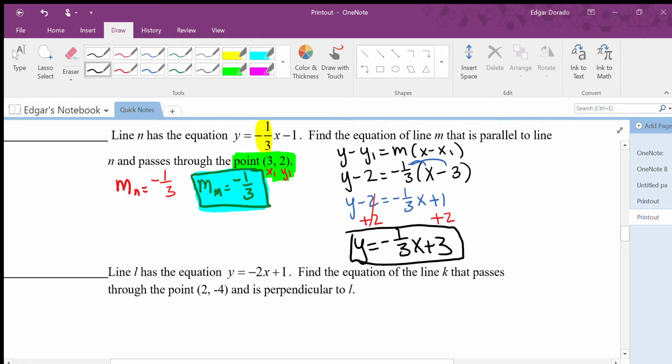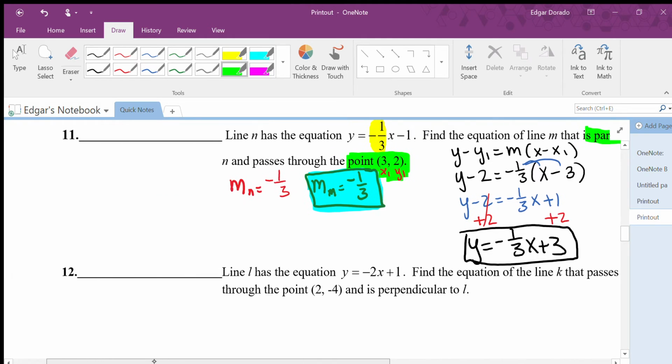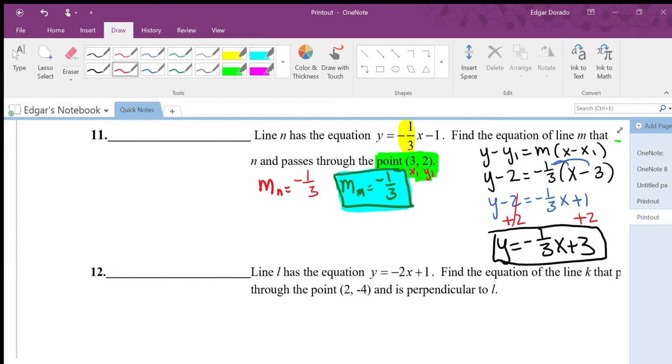Okay, so notice what we did. We knew we had to write it in point slope. Okay, we knew we had a point and a slope, and my new slope, which is parallel, means it had to be the same exact one as my line N, which was negative 1/3, so I used the same slope. I plugged it all into my point slope form, distributed, and solved. So my equation here for my final answer was, once again, y equals negative 1/3 x plus 3.